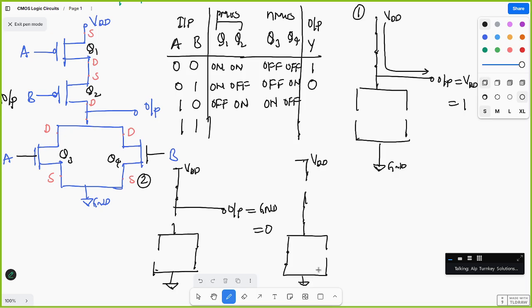This is connected to ground. So there is no path between VDD and output. So output is equal to ground only. You are getting 0 only. 0. Understood? Okay. And next, at 1 1, what happens?